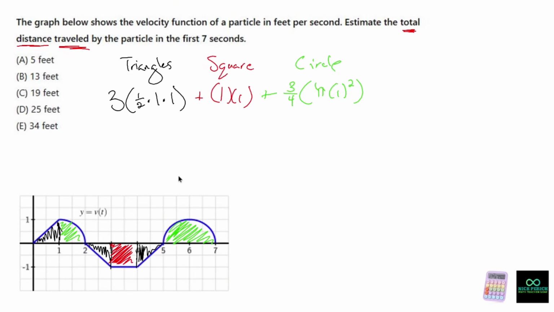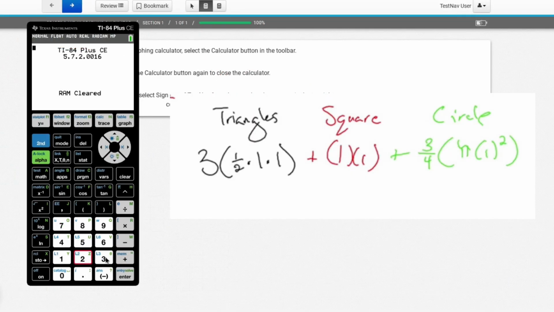Okay, so this is how I'm going to handle this problem. I'm going to type all of this into my calculator. Even though it is an estimate, and maybe I don't need to, I'm still going to type it into my calculator to get the most accurate result that I can. All right, so we've got ourselves 3 triangles, so 3 times 1 half times 1 times 1, plus 1 square, so 1 times 1. And then we've got our 3 quarters of a circle, so 0.75 times pi times 1 squared, even though it seems redundant. We're doing it anyway.